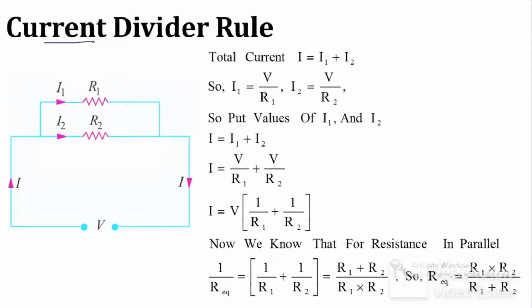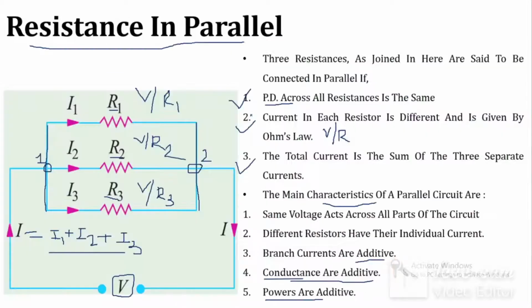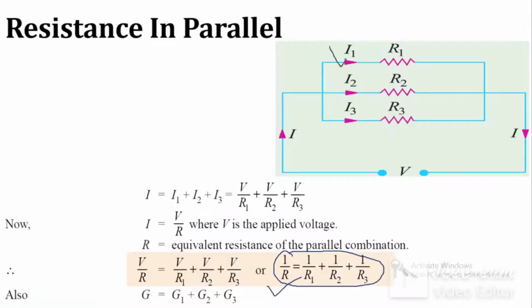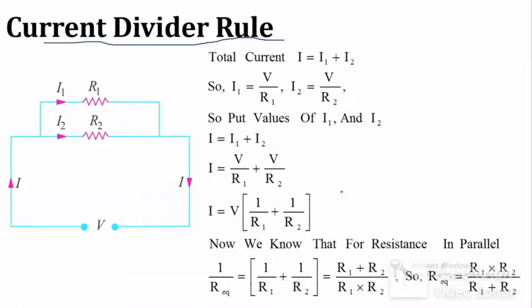Now we can derive the current division formula. If we learn about the resistance in parallel, then we are now able to identify the separate currents I1, I2 and I3. So we know that in this diagram the total current is given by I1 plus I2. This current is divided from this point into two parts. The first part is the upper part, that is I1. The second part is the lower part, that is I2.